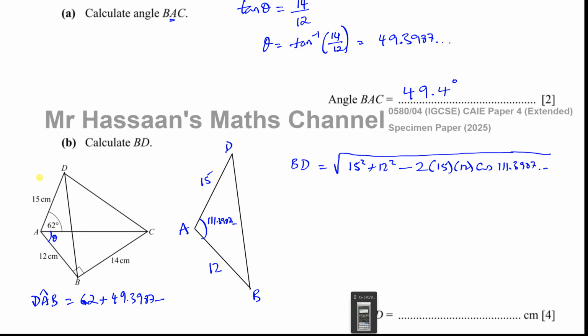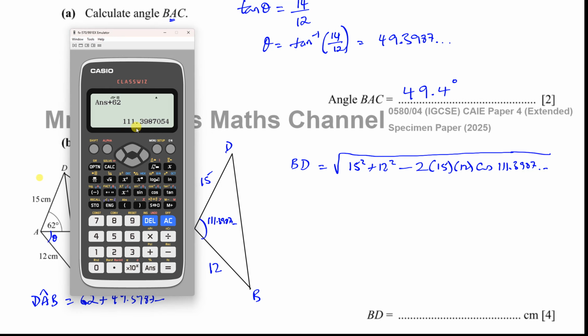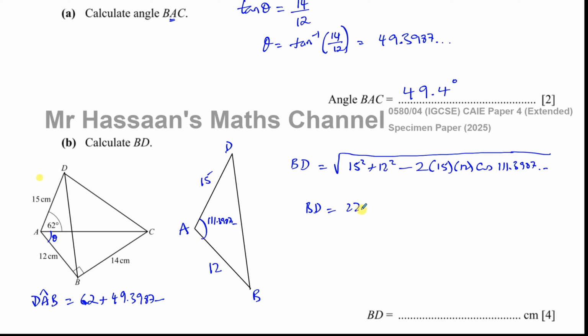Now I'm going to take my calculator and leave this answer as it is, since this is now the answer in my calculator. I'm going to type it down: square root of 15 squared plus 12 squared minus 2 times 15 times 12 times the cosine of answer, because the last answer was this angle. I'm going to press equals. So BD equals 22.3684. Let me just make sure of that.